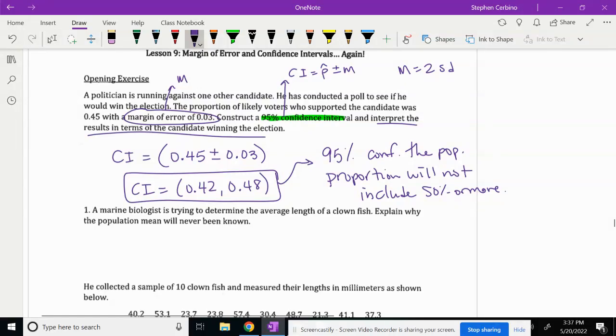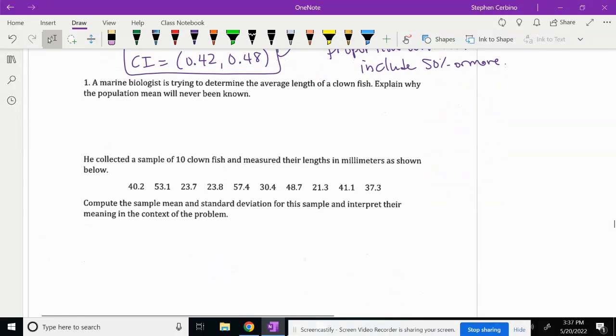All right, so let's take a look at number 1. Number 1 in the note says a marine biologist is trying to determine the average length of a clownfish. Explain why the population mean will never be known. So a clownfish, those are like Finding Nemo, right? They are all over the ocean. We're never going to be able to catch them all, right? So you cannot measure every clownfish. It's impossible. So we have to take a sample.